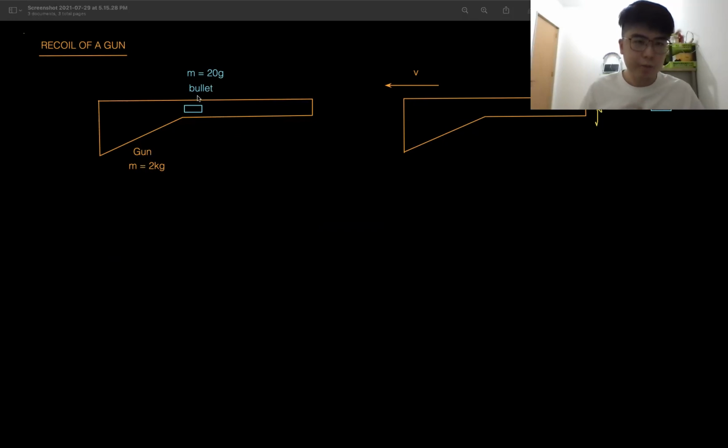2 kg and 20 gram. Initially, they are not moving. So the system is at rest. Suddenly, I hold the gun like this, and then I push the trigger. So I open fire, and then the bullet travels at a speed of 500 meters per second. And at the same time, the gun recoils back.